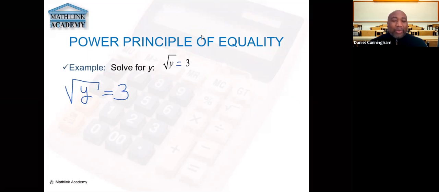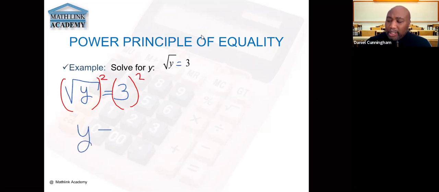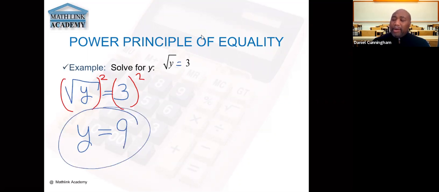That's exactly right. We're going to square both sides. Again, the opposite. You always do the opposite, and what you do on one side, you also do on the other side. So how I'm going to write it, you square one side and then square the other side. What that does is give me y by itself is equal to 3 squared, which is 9. And that would be my answer for this case. Y is equal to 9.